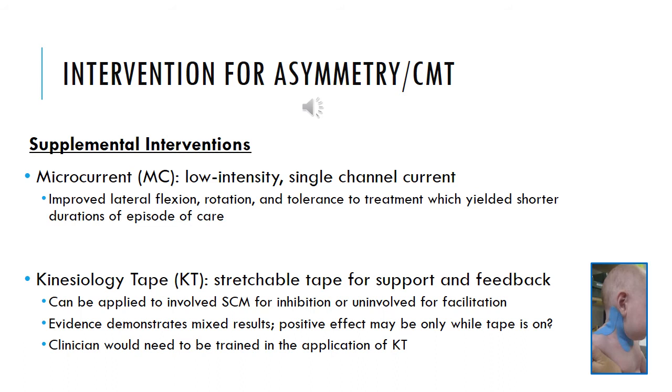The other is kinesiology tape. So as you know, this is a stretchy tape that can provide sensory feedback to the child, and the evidence has some mixed results as it relates to this. There is evidence that supports the use of kinesiology tape to the involved sternocleidomastoid, and thinking that that's going to relax that affected side, and then you perform the stretching. There's also some evidence to suggest that taping the uninvolved side can facilitate that muscle group to help pull out of that preferred lateral flexion posture.